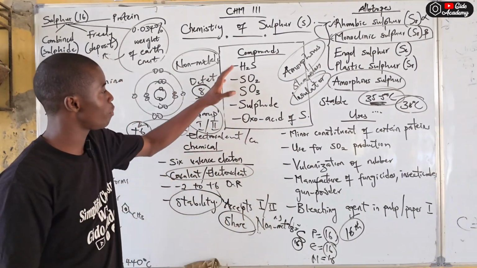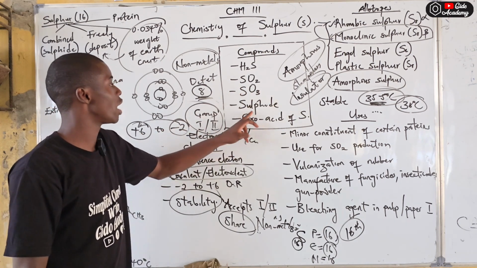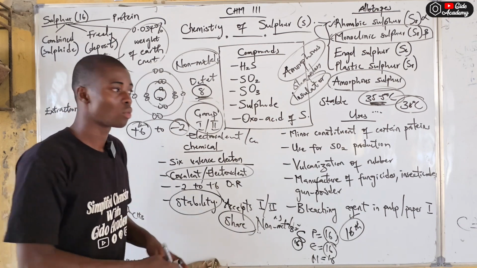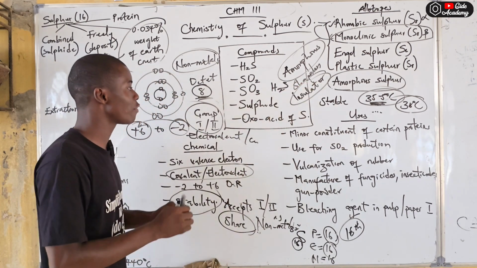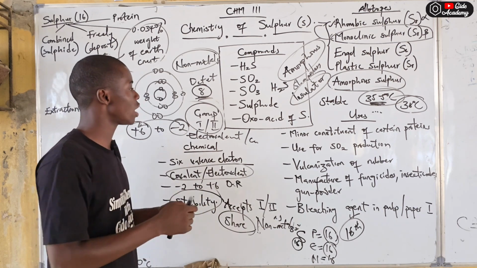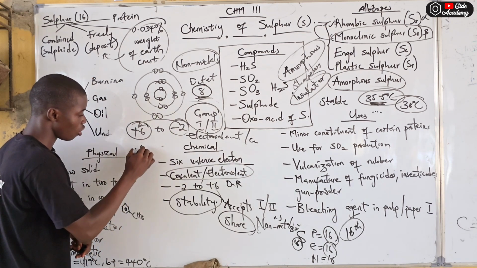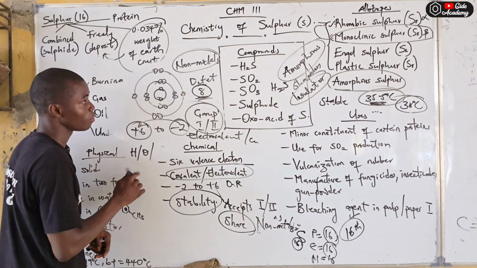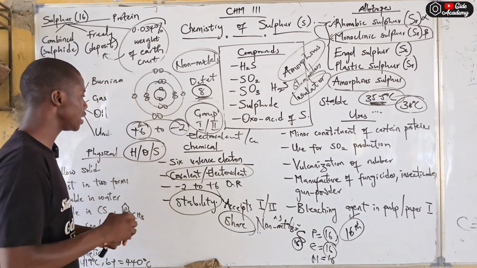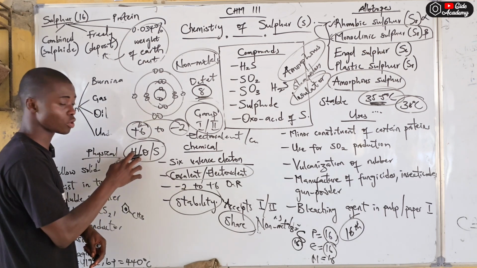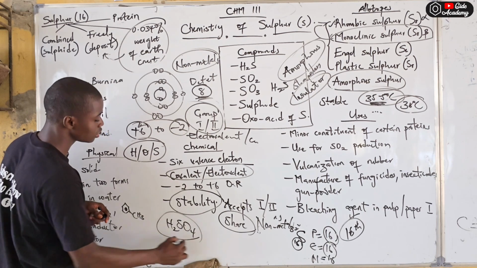Then what about the compounds of sulfur? We have hydrogen sulfide, we have sulfur dioxide, we have sulfur trioxide, we have sulfide, which is a binary compound of sulfur. For example, we have H2S, these are sulfides. And we have oxo acids of sulfur. What is an oxo acid? An oxo acid means an acid that consists of hydrogen, oxygen, then any other element. But as long as you are dealing with sulfur, it is hydrogen, oxygen, and sulfur. So any compound that you see of such is called an oxo acid of sulfur. For example, H2SO4.